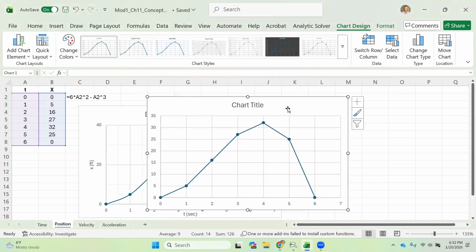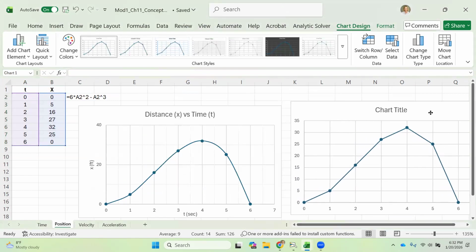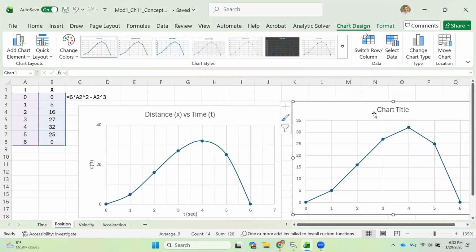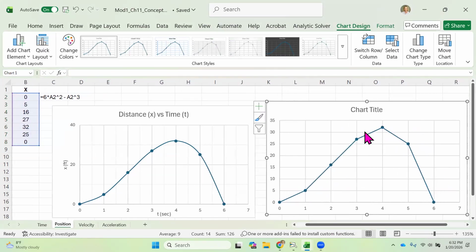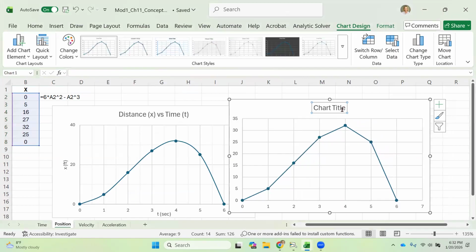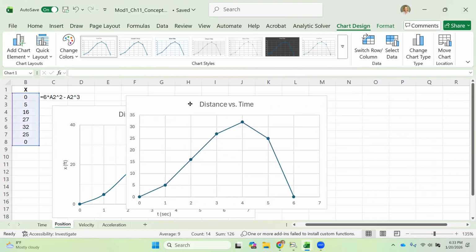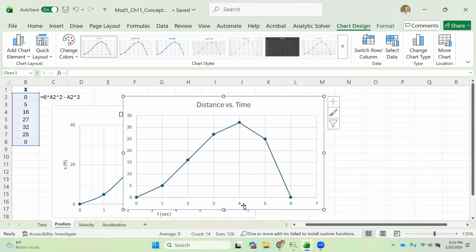And now you're going to notice that it creates this generic chart for me. I'm going to kind of scooch it over here. Now, when I have my chart, what I need to do is I need to give it a title. All right, so this is going to be, and you can see here, distance versus time. Okay. And then I also need to, I'm just going to kind of put this in the middle here, label my axes.